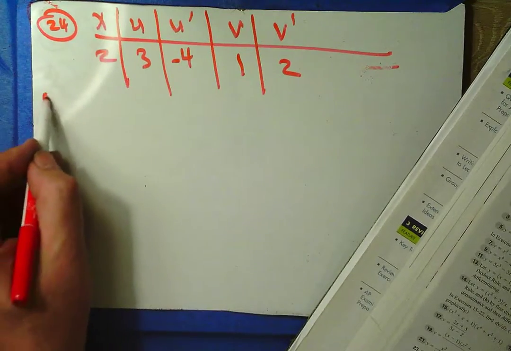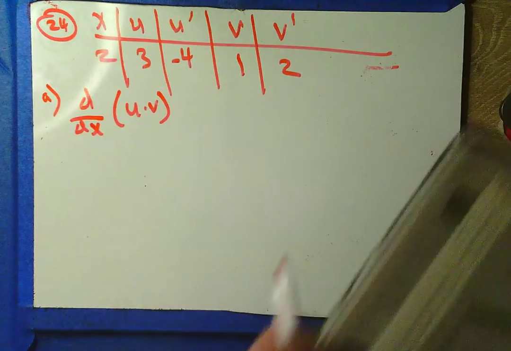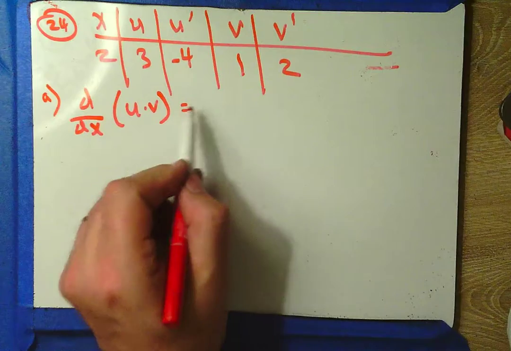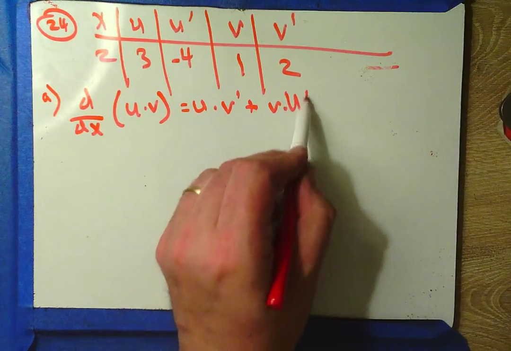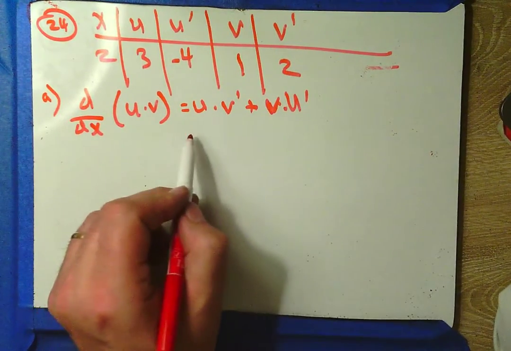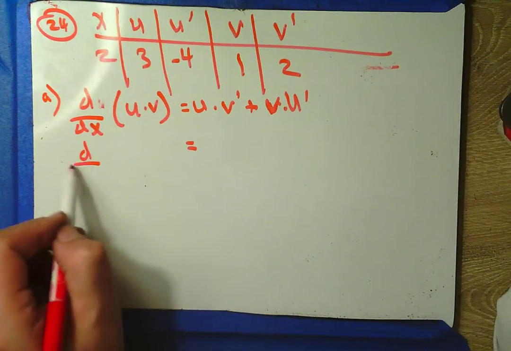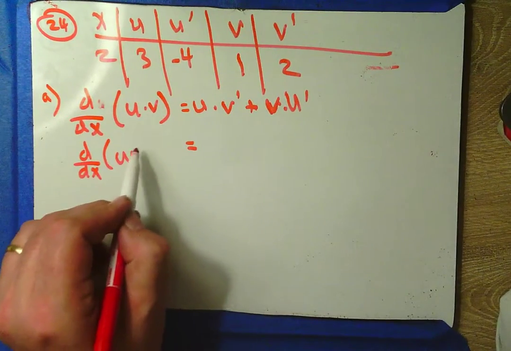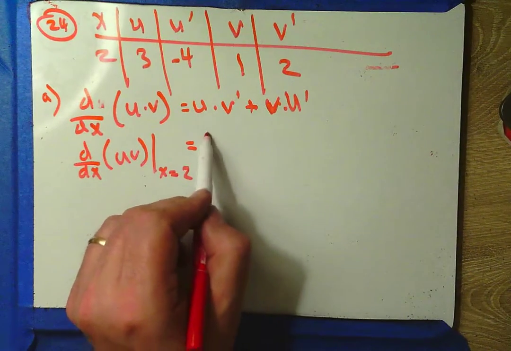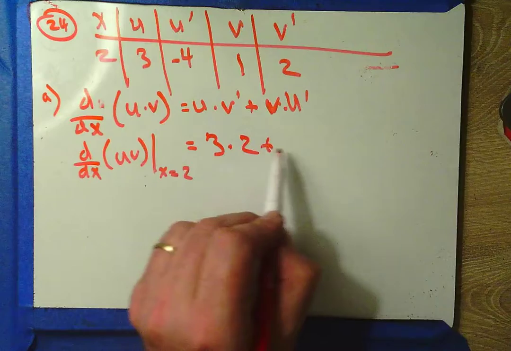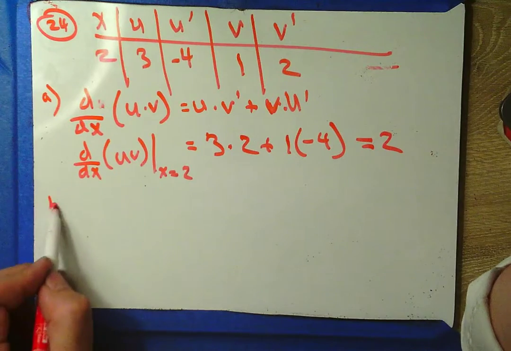And they'd like us to find in part A the derivative with respect to x of u times v. So this is the product rule, and we know this is going to be u times v prime plus v times u prime. So when we evaluate at x equal to 2, the derivative of uv evaluated at x equals 2 will be 3 times 2 plus 1 times negative 4, which is positive 2. What about b?